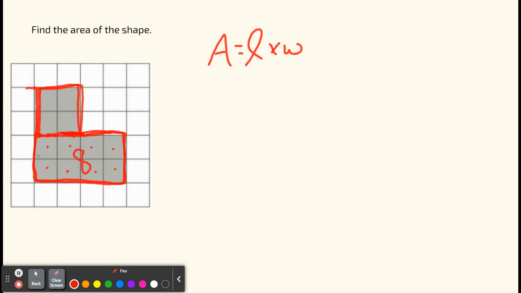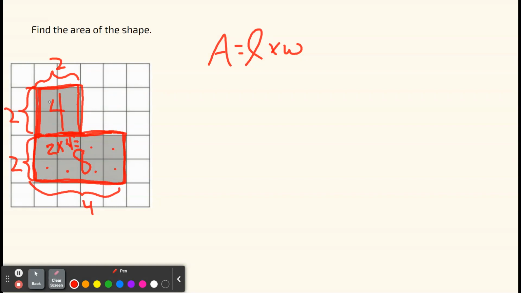Or if I want to use my formula, the length over here is 2, and I have 4 square units over here. So we can do 2 times 4, which equals 8. So we have the area 8. And then over here, we have 2 squares over here and then 2 squares over here. So the area is 4.